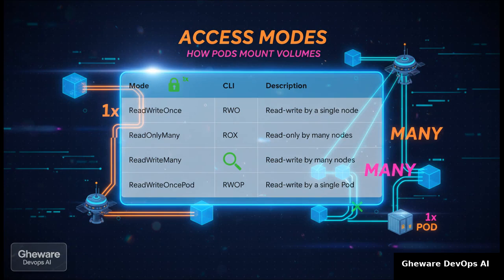Now, a huge topic for any certification is access modes. This just defines how pods can mount that volume. Read-write once, or RWO, means the volume can be mounted as read-write by just a single node, perfect for a database. Read-only many, or ROX, means lots of nodes can read from it. And read-write many, or RWX, means many nodes can read and write at the same time, which you'd need for something like a shared file system.